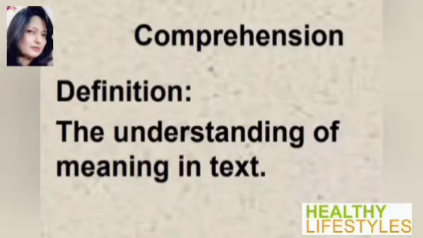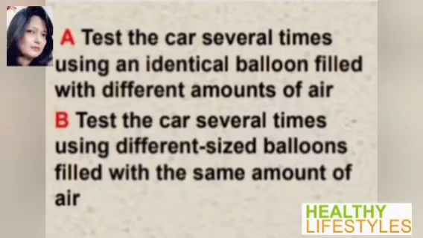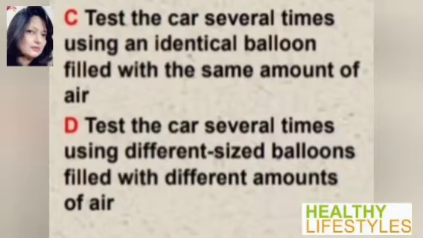Now comes comprehension. The understanding of the meaning in text is comprehension. Different ways of sentences in comprehension. A: Test the car several times using an identical balloon filled with different amounts of air. B: Test the car several times using different sized balloons filled with the same amount of air. C: Test the car several times using an identical balloon filled with the same amount of air. D: Test the car several times using different sized balloons filled with different amounts of air.